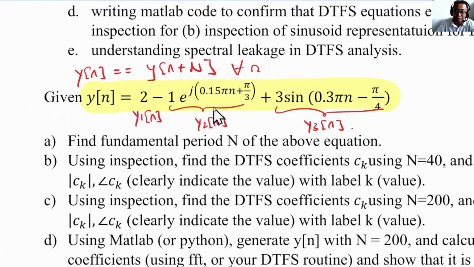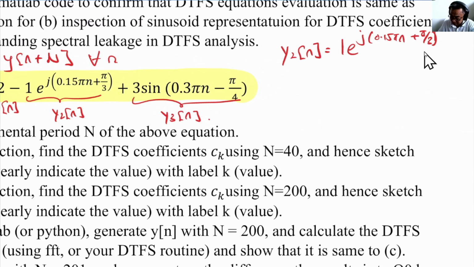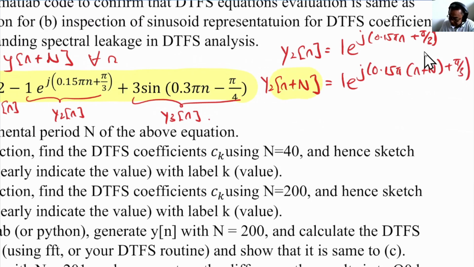So the interesting thing about this question is maybe how to find for y2 as well as y3. What is the capital N for y2, capital N for y3? How do we actually proceed? Let's now use y2. y2 of n is equal to 1 e^(j...). This is y2 of n. What about y2 of n plus big N? The only difference is that we are replacing this index with n plus big N here.